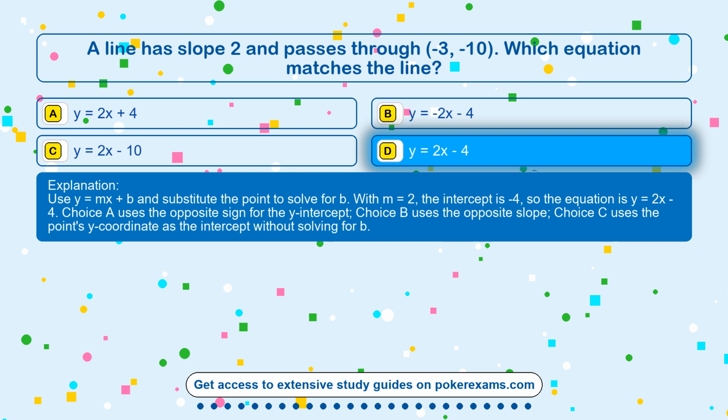Choice A uses the opposite sign for the y-intercept. Choice B uses the opposite slope. Choice C uses the point's y-coordinate as the intercept without solving for b.